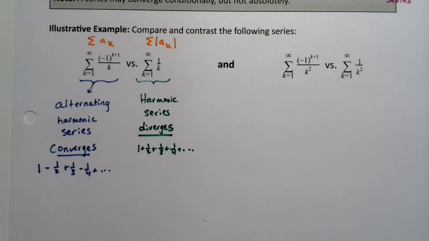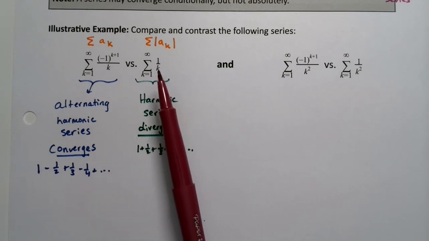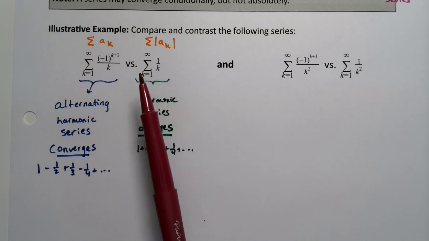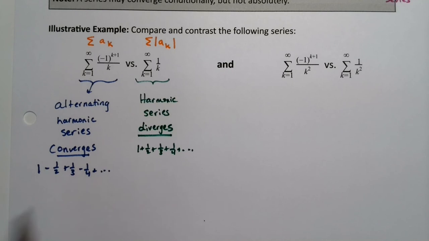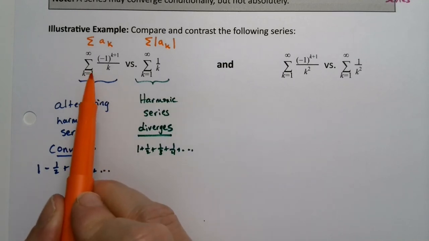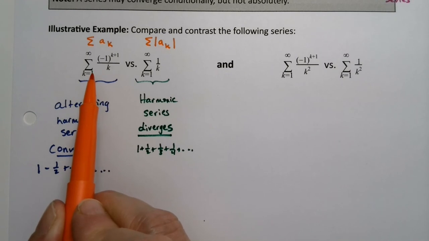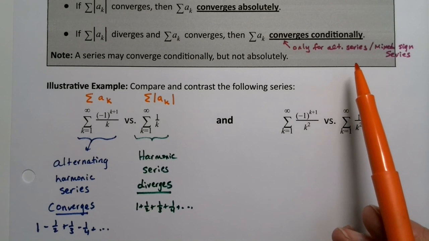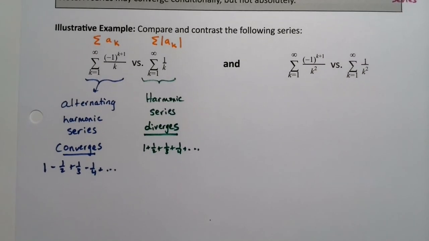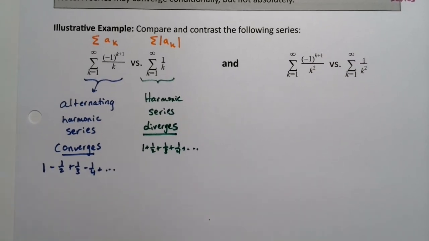Interesting. So we have a series that when we take the absolute value, make it all positive, it diverges. But when it's alternating, it converges. So that means that this series right here converges conditionally. It converges on the condition that it's alternating, right? That it has a mixed sign.